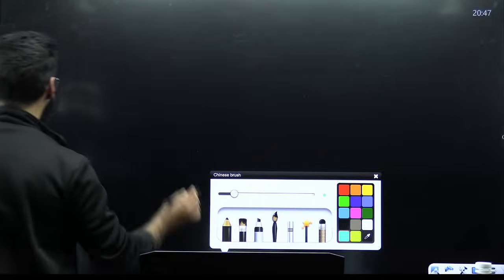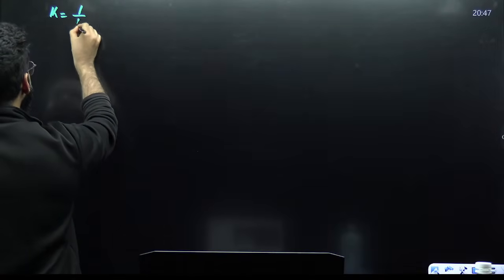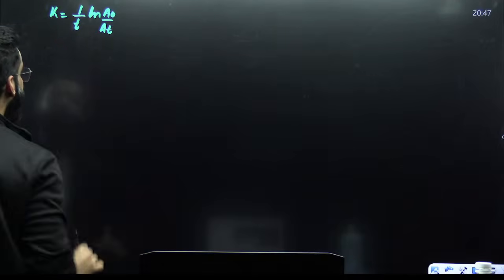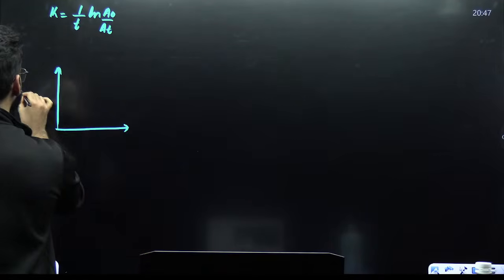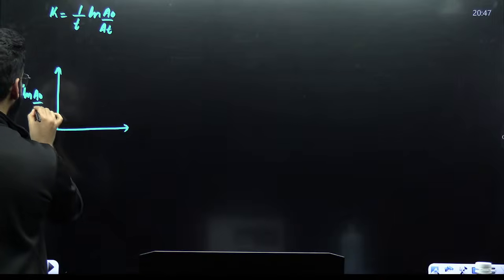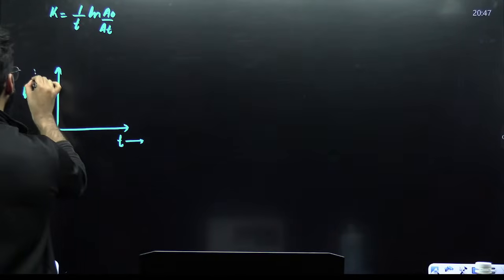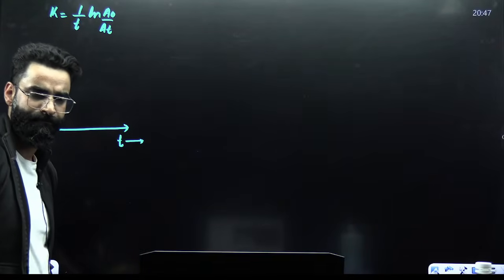Okay, for example, you have to plot a graph like this. Let's say I'm first of all writing the equation. The equation is k is equal to 1 by t ln of a naught by a naught minus x. This is your equation, for example, okay? Now you have to plot a graph between ln of a naught by a naught minus x versus t. This is the graph which you have to plot.